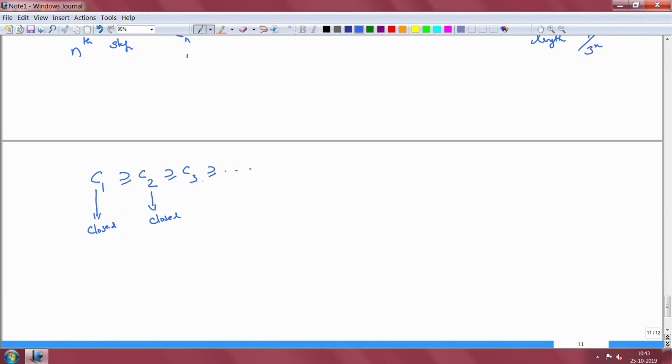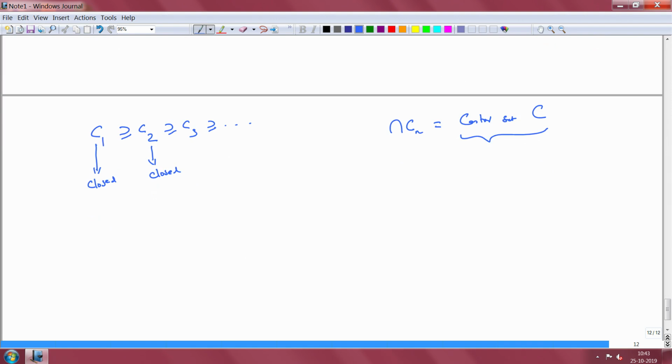So, this is a decreasing sequence of closed sets in a complete metric space. So, the intersection cannot be empty, as you know. The intersection of the Cn is a closed set. This is what is called the Cantor set C. The Cantor set C has various properties which you would have seen in real analysis. I will not get into the proofs of any of this.